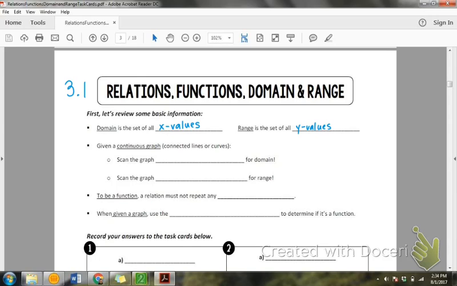Okay, it says, given a continuous graph, if you're going to find the domain, you're going to scan the graph from left to right. So if you're thinking about the x-axis, you're going to look from left to right to find out what the domain is. If you are looking for the range, remember the range is the y value, so you're going to be looking up and down.